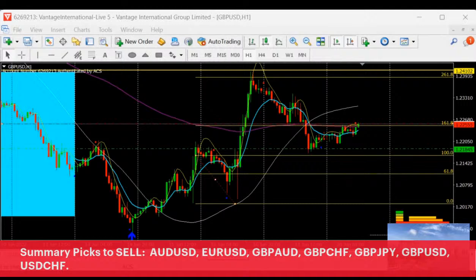I think this area is quite tough for pound dollar as well. It's quite tough for pound dollar, or selling over at this point here.